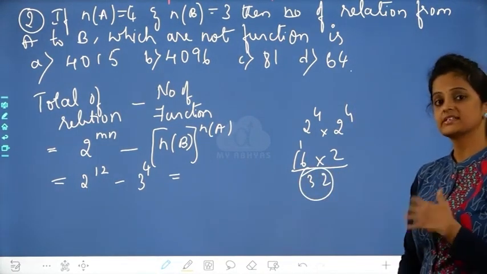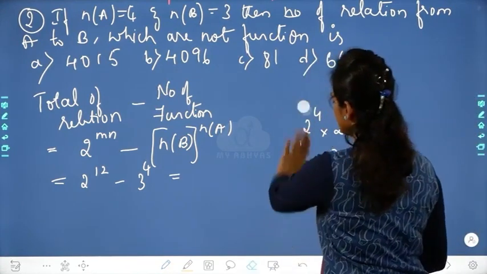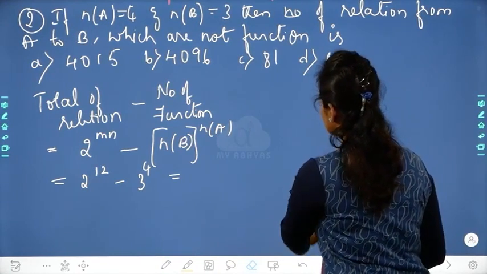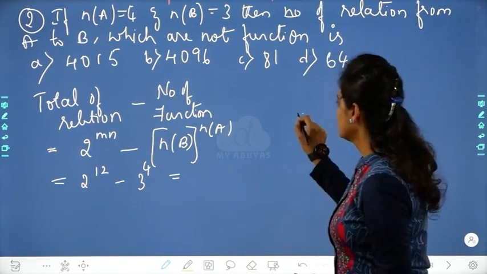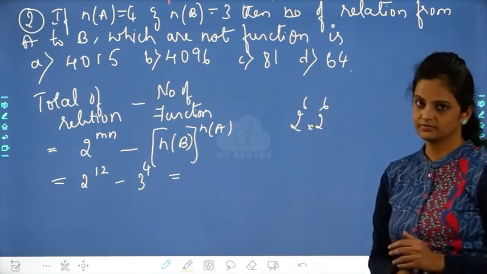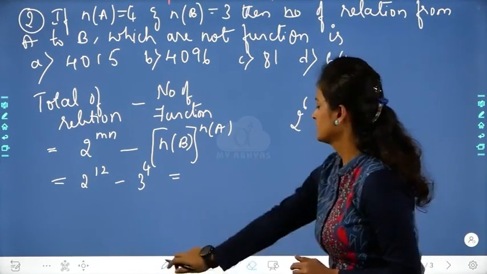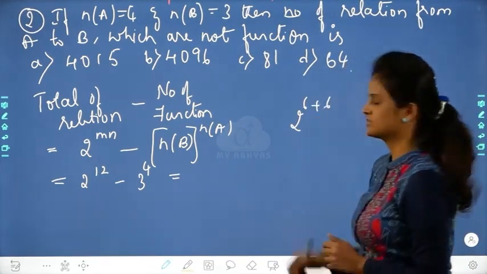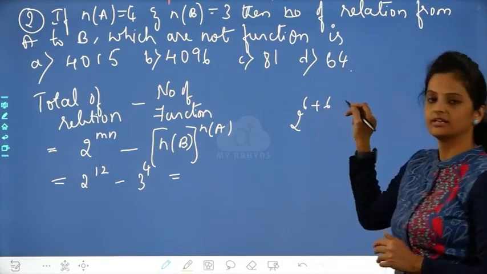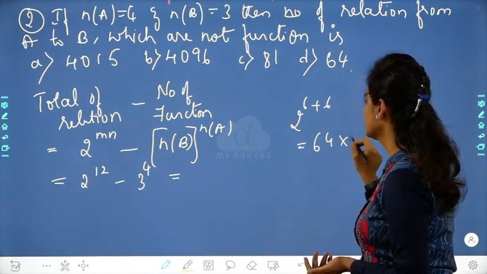Okay, 2 power 6 will be 64. This much you have to remember. So if I know 2 to the power of 6, what will I do? 64 into 64 I have to take. 2 to the power of 6 and 2 to the power of 6, to make it 12. So I am taking like this, 2 to the power of 6 plus 6. Since the indices get added, we are doing 64 into 64.